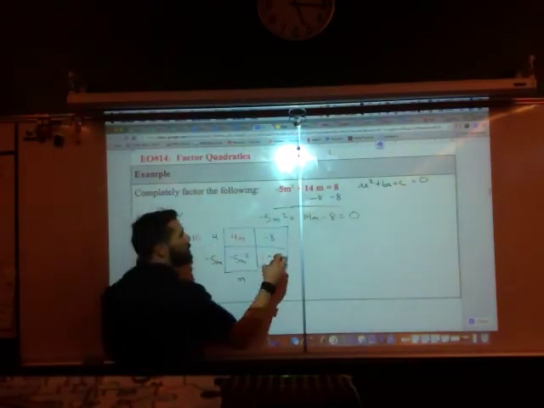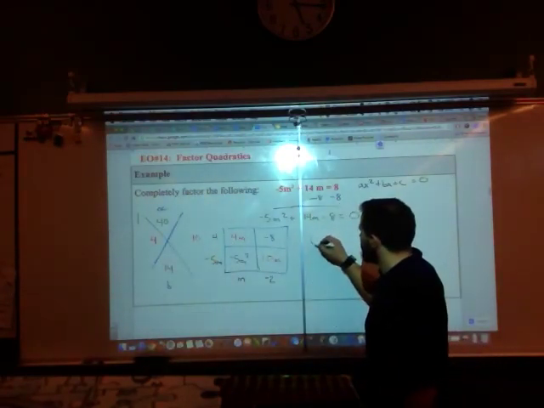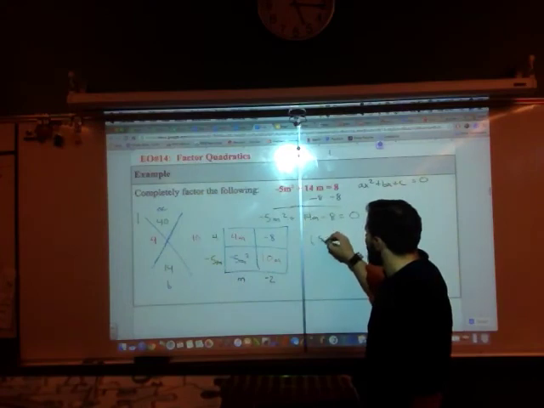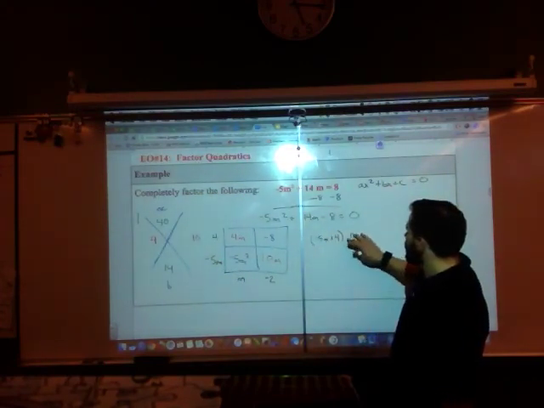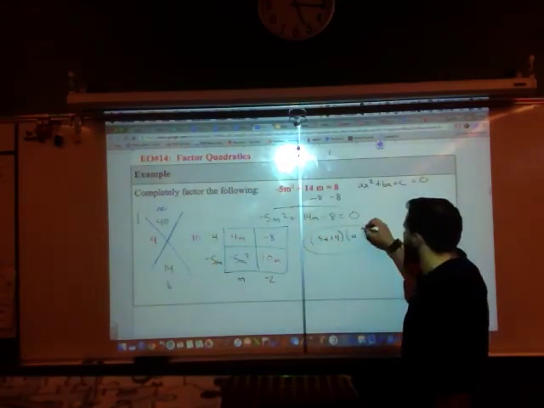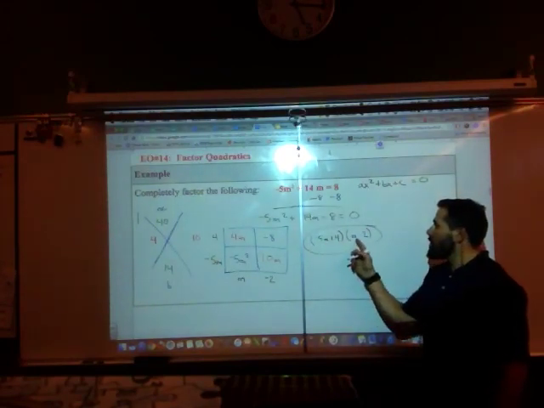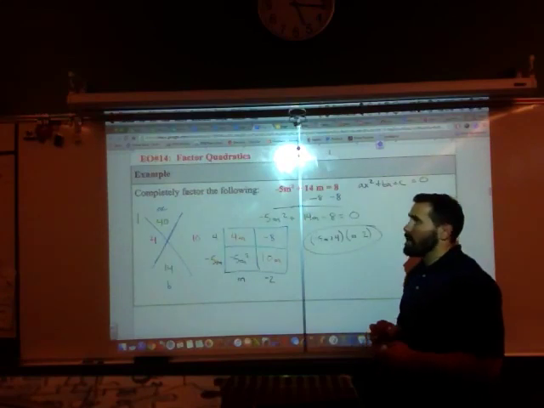So now I can go and factor this using my dimensions. That would be negative 5m plus 4 multiplied by m minus 2. None of these have any common factors, so that is completely factored. That is the answer to that one.